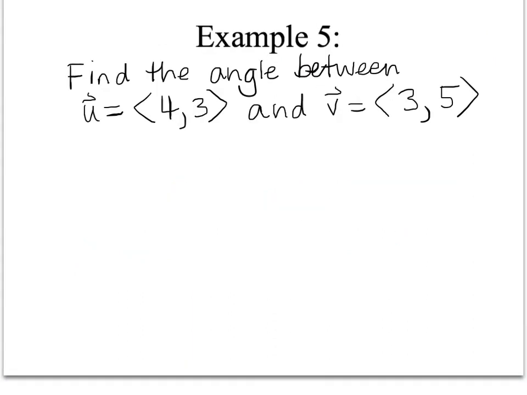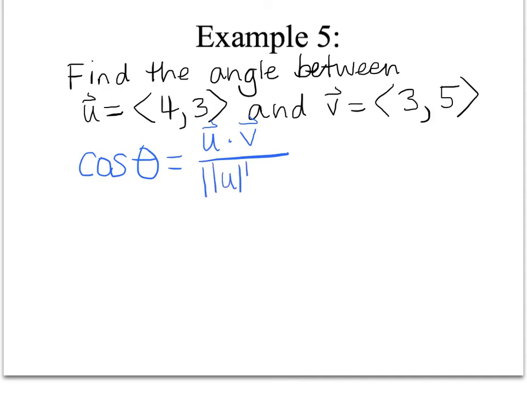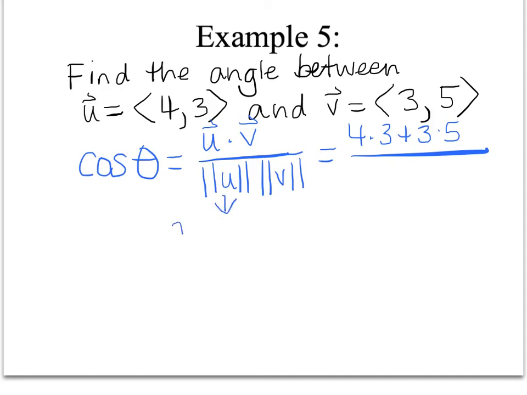Okay, so for example, let's find the angle between vectors U and V. So let's start with our formula. Cosine of theta is equal to U dot V divided by the magnitude of U times the magnitude of V. Okay. U dot V, 4 times 3 plus 3 times 5. And then on the bottom, the magnitude of U, remember the magnitude is squaring the two components, so 4 squared plus 3 squared, and then we take the square root, which would end up equaling 5.